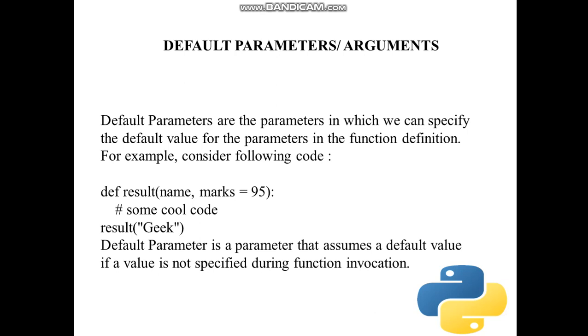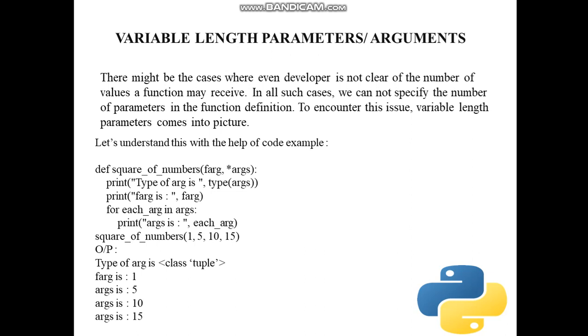So if, while calling, I give both the parameters, both the arguments, and provide the value, it will calculate for that value. But if we do not provide it, it will take the default value which we have provided as 95. Next is variable length parameter or argument.